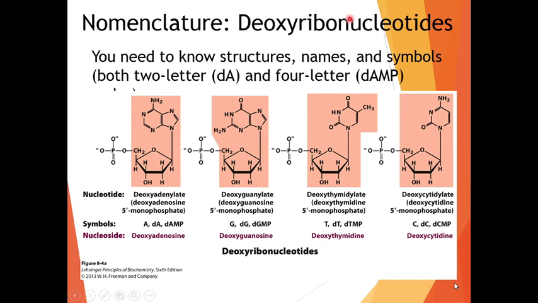For a deoxyribonucleotide, deoxyadenylate or deoxyguanylate, deoxythymidylate or deoxycytidylate. And again, the symbol is dA, where d is small and A is large. So dG, dT, and dC. Again, the nucleosides corresponding to these are deoxyadenosine, deoxyguanosine, deoxythymidine, and deoxycytidine.